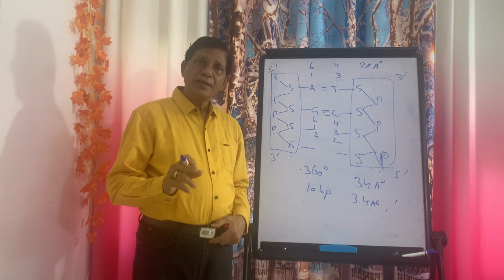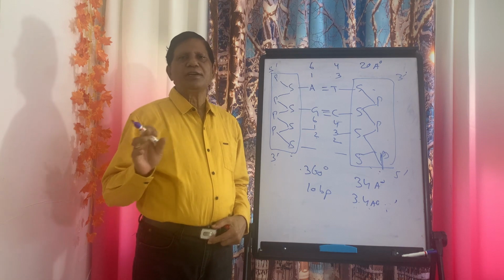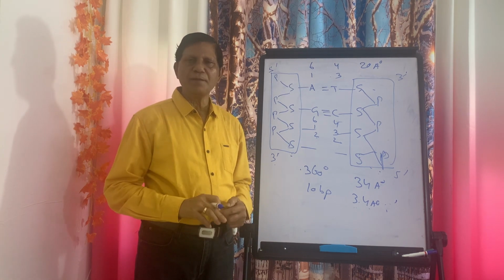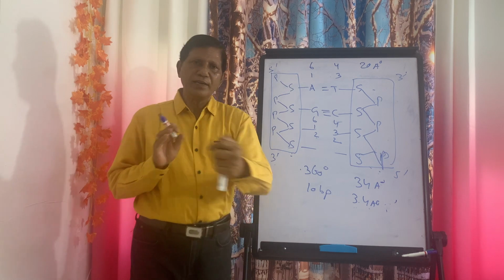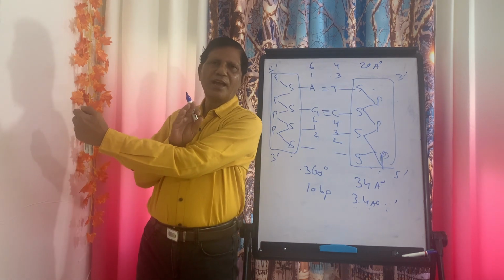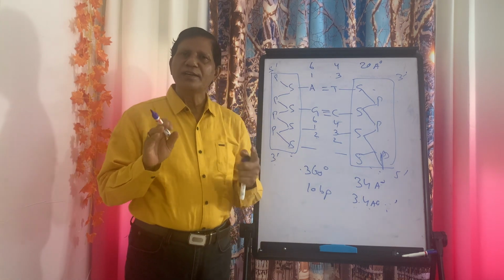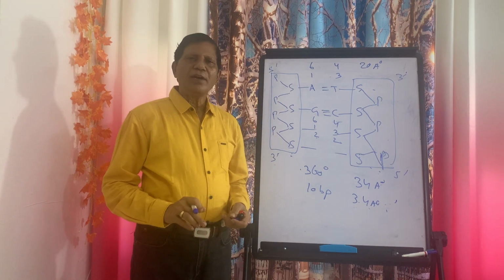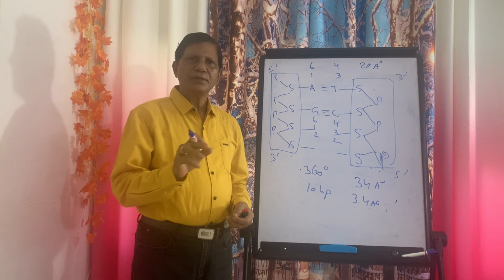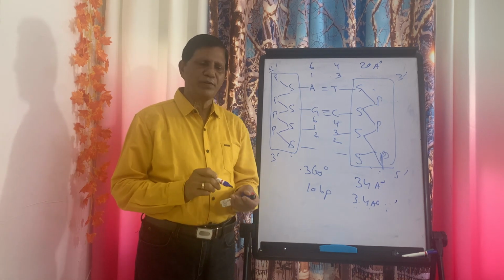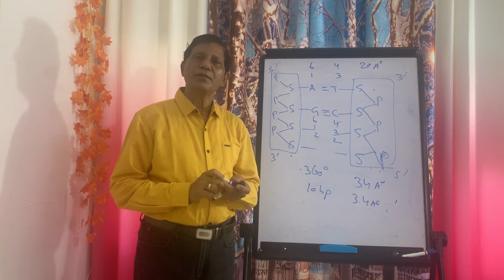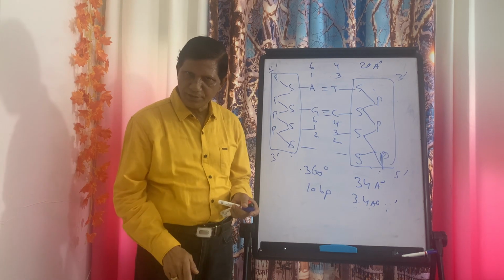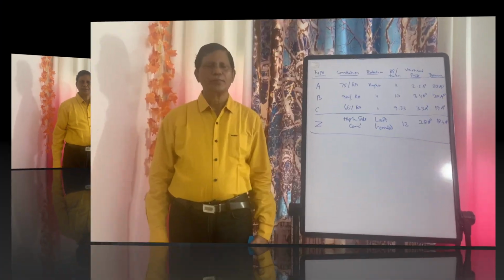But the Z DNA is completely different. The Z DNA is usually found in E. coli. That is not right-handed, that is left-handed like this. And that is not helical, that is zigzag. So I will give you the difference between these different types of DNA molecules, A, B, C and Z. Just you see it.